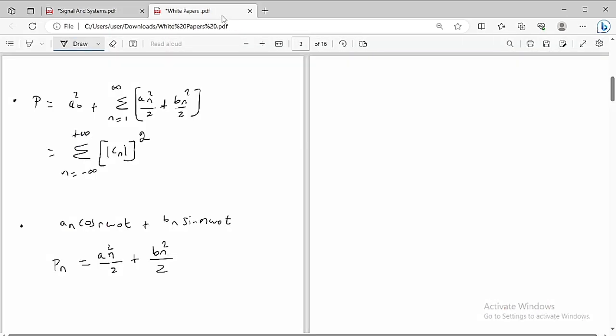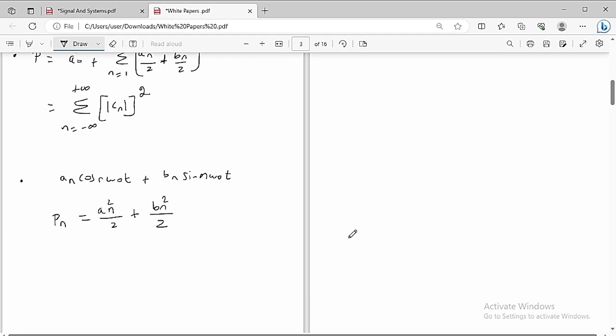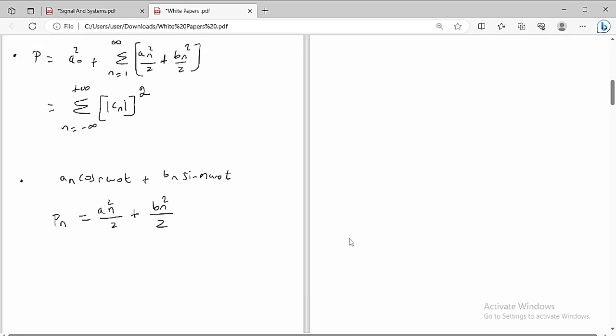Suppose in the exponential Fourier series, what is the nth harmonic component? In the nth harmonic component we are going to get two things: C minus n e to the power of minus j n omega naught t and Cn e to the power of plus j n omega naught t. So two terms we are going to get for a corresponding frequency.